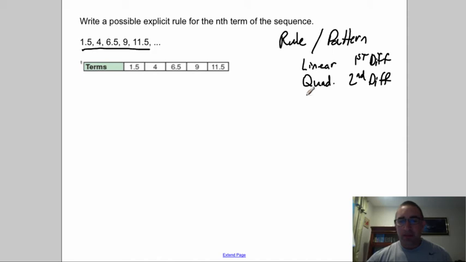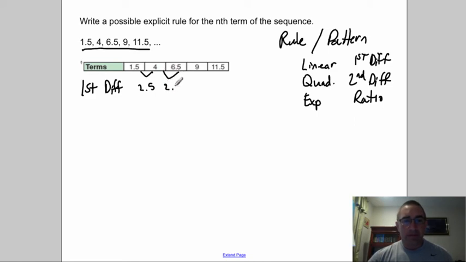If it is an exponential like the last one, then you have the same ratio. So I'm going to look at the first difference here between these terms. 2.5. Oh, look at here. 2.5. Oh, look at here. 2.5. Look at here. 2.5. First difference, that means I have a linear pattern.